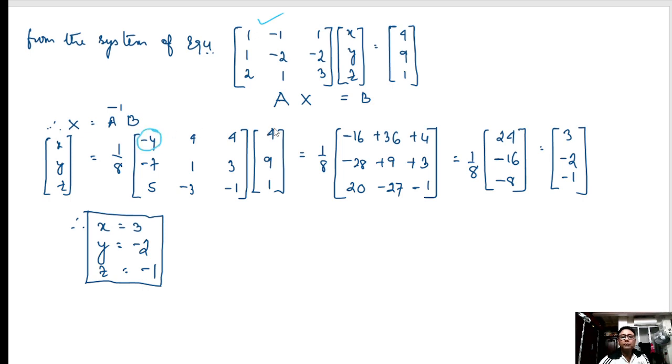Minus 4 into 4 plus 4 into 9 plus 4 into 1 is this. Now we will do minus 7 into 4 plus 1 into 9 plus 3 into 1, which is this. Now we will do 5 into 4 plus minus 3 into 9 plus minus 1 into 1, which is this.